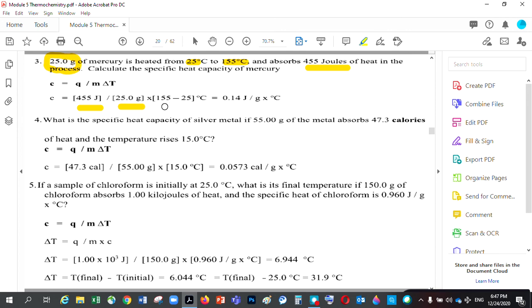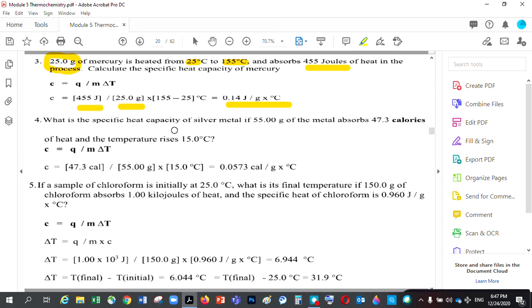Again, I'm telling you the energy will be positive because it's taking in, correct? So it will be 155 minus 25. This is the final, this is the initial. So the specific heat is 0.14 joule per gram degree Celsius, correct? And as you can see, just watch it very well: 3 sig figs, 2 sig figs, 3 sig figs, so you have to watch for the significant figures. So we'll end up with 2 sig figs as an answer.